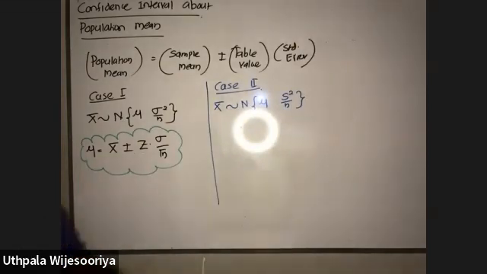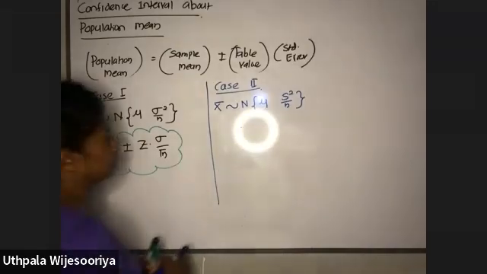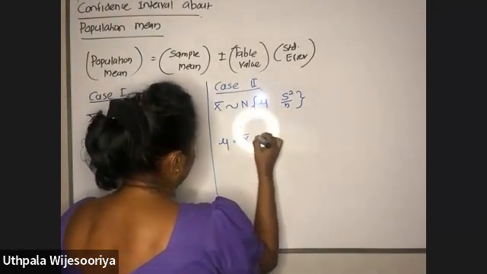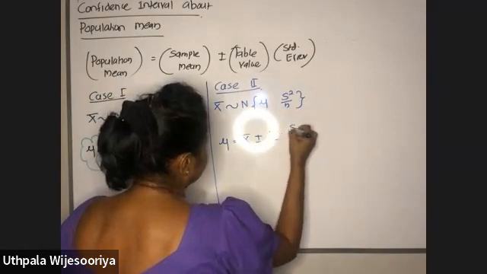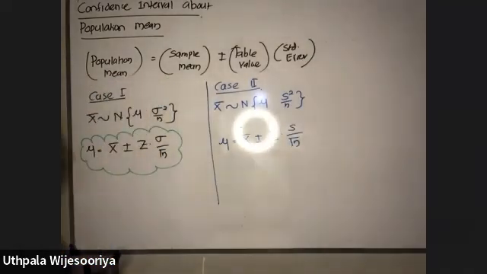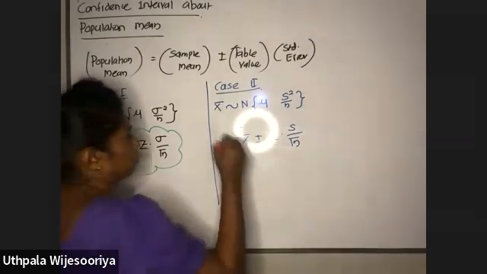We replace it by using the sample variance. So what is the formula for mu now? Mu is equal to x bar plus or minus z s over root n. You have to write the correct formula. When the sample standard deviation is given, write s over root n. Otherwise, write sigma over root n. Now this is the formula under case 2.